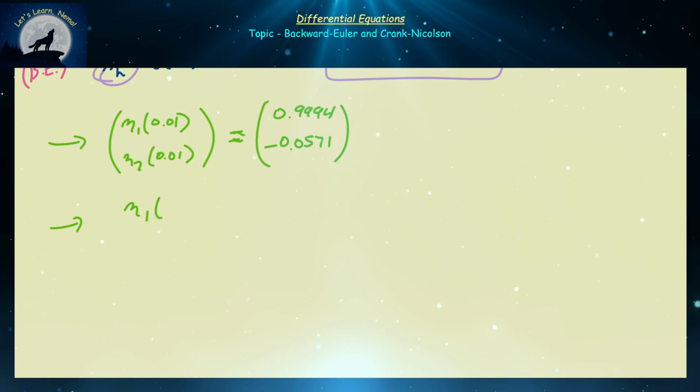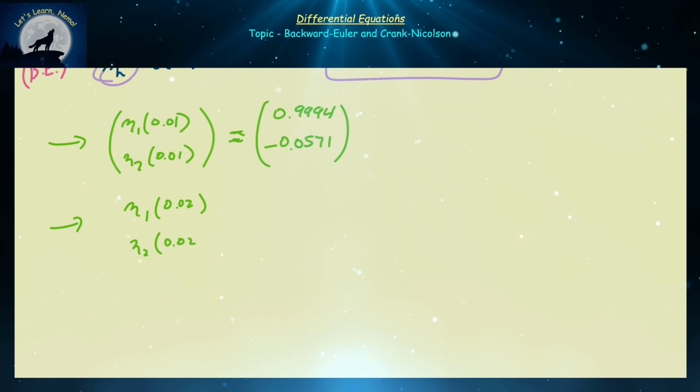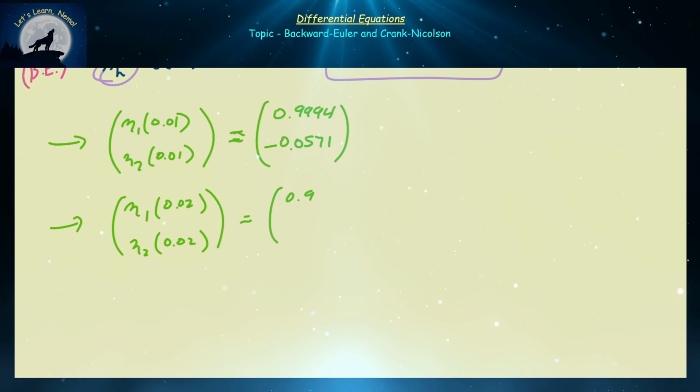And then eta 1 at 0.02, and then eta 2 of 0.02. So you're just going to take that A_h inverse matrix and multiply by that vector that we just got. And then you're just going to have approximately positive 0.9983 and negative 0.1114.